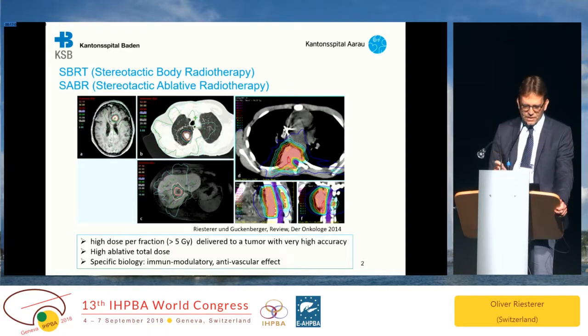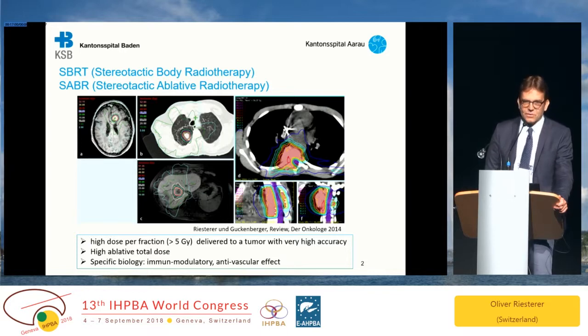So the definition of stereotactic radiotherapy is to give a high dose per fraction, usually above 5 Gray, to a small tumor with very high accuracy. And by doing this, we achieve much higher doses than we ever did with conventional radiotherapy. So we treat with a dose range that is ablative.